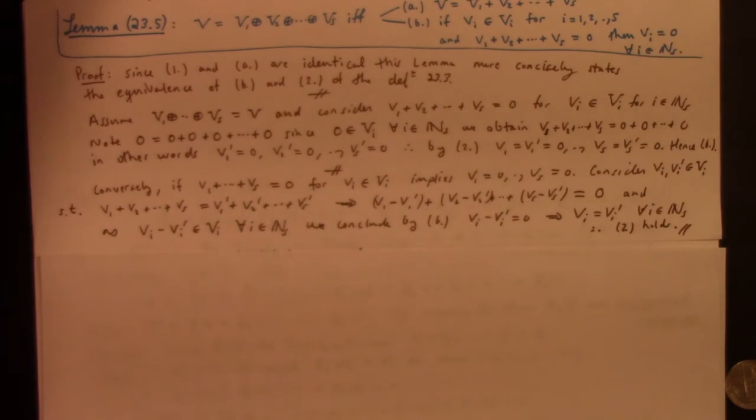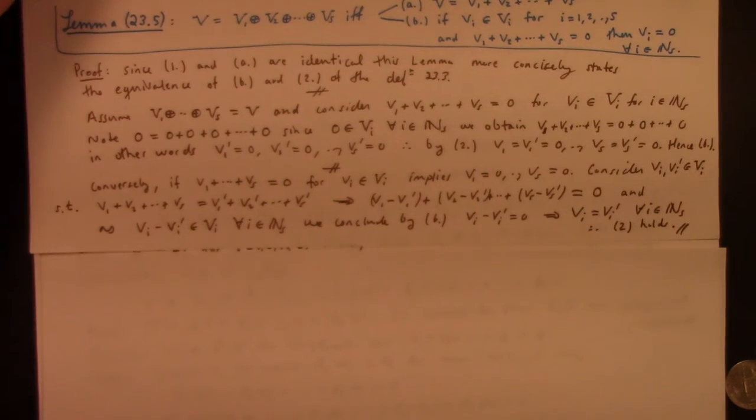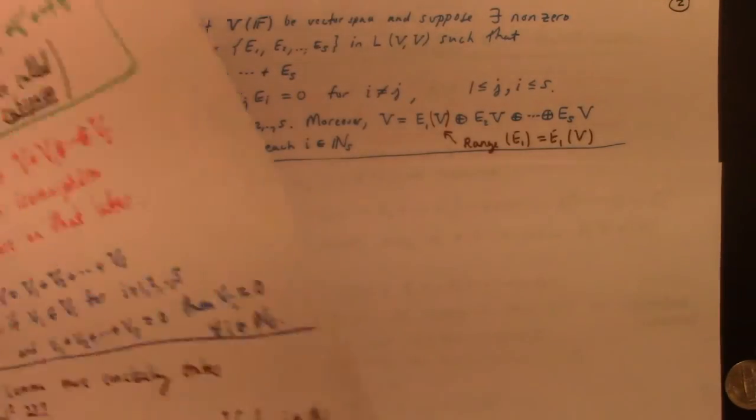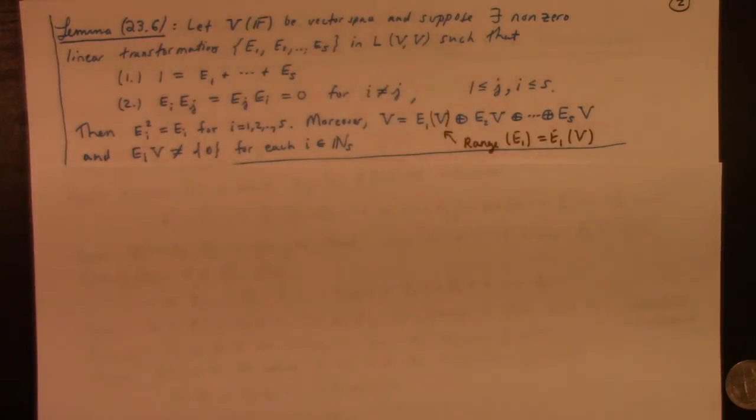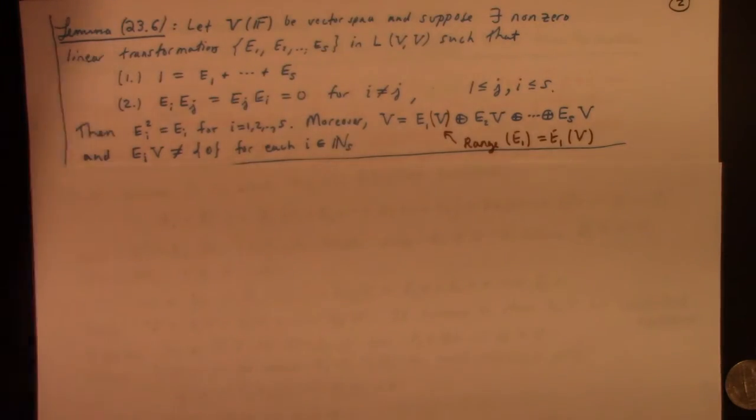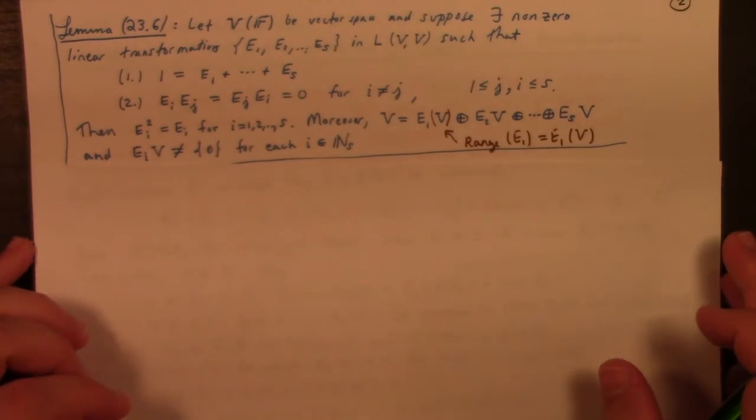All right, so we have that freedom with the direct sum decomposition either to look at it in terms of equating coefficients or that a linear combination must be the trivial combination provided we're taking vectors from each subspace. The next result that we need, all right, is this one, lemma 23.6.